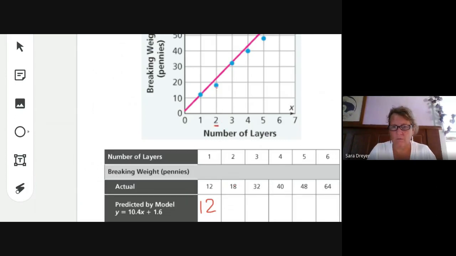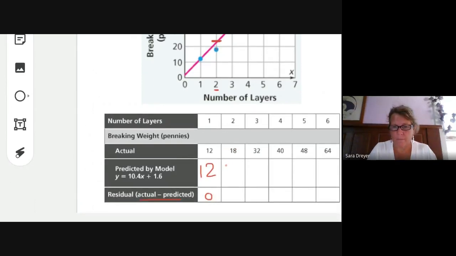For the second one, the actual breaking weight was 18, right there. And the predicted was right about there, at about 22. So the residual is the actual minus the predicted. That difference would be -4.